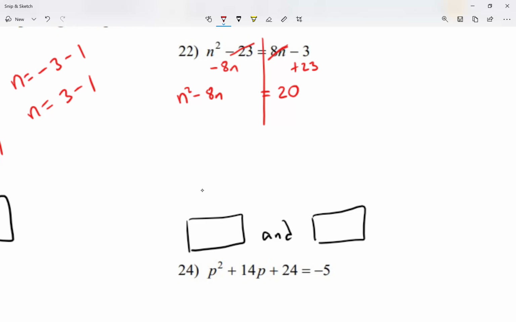I'm looking on the left side. I want to complete the square. My leading coefficient is 1, so that's good. I look at the second number, negative 8. Half of negative 8 is negative 4. Negative 4 squared. So what's negative 4 times negative 4? It's 16. Right? Negative 4 squared is 16. So let me add a 16 here on each side. On the left side, n squared minus 8n plus 16 is n minus 4 all squared. I was completing the square. Looking on the right side, 20 plus 16 is 36.